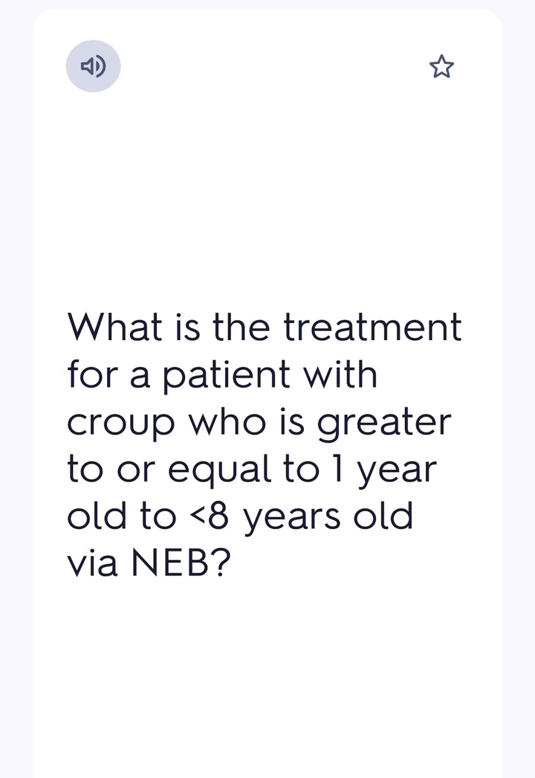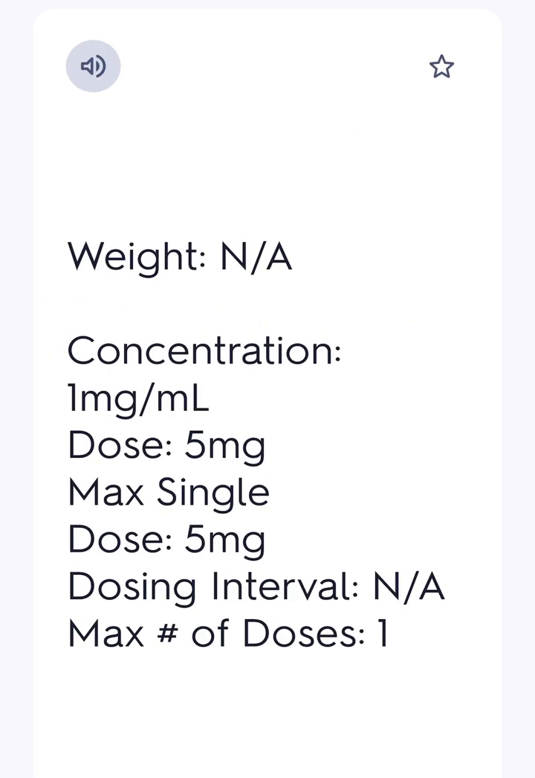What is the treatment for a patient with croup who is greater than or equal to 1 year old to less than 8 years old via NEB? Weight, n/a. Concentration, 1 mg per milliliter. Dose, 5 mg. Max single dose, 5 mg. Dosing interval, n/a. Max number of doses, 1.